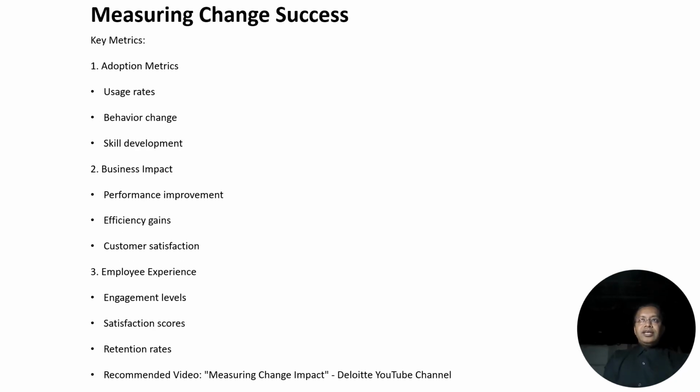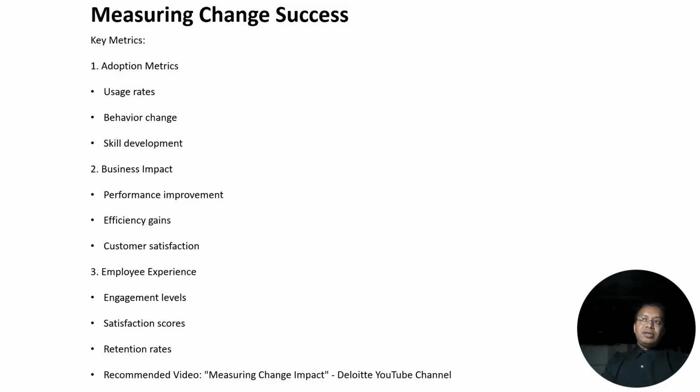Now, once you've created the capacity, once you know and have communicated the importance of a particular change, you've built in the systems that can support change, you want to measure how successful you were in implementing change. So the key metrics for measuring change success are adoption metrics. Suppose we have a new technology that's been implemented, the usage rates. Has the new technology been used by more stakeholders, including our employees?